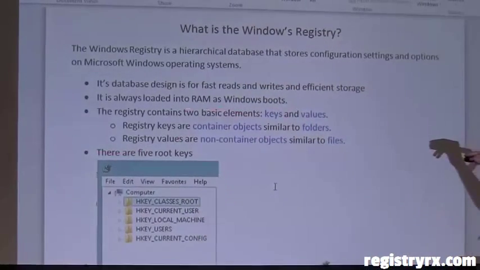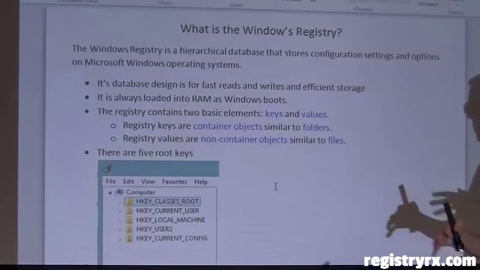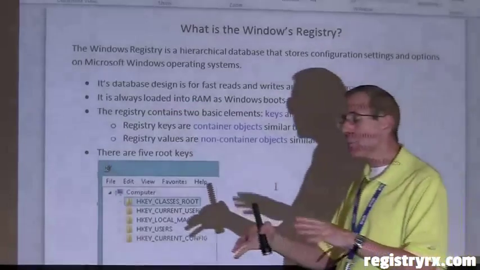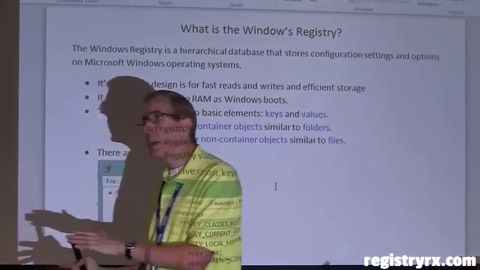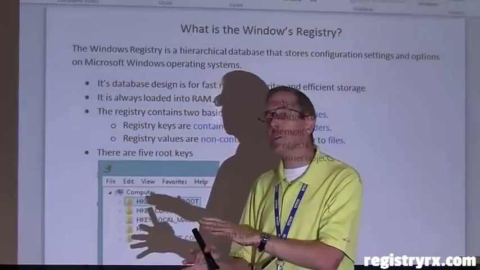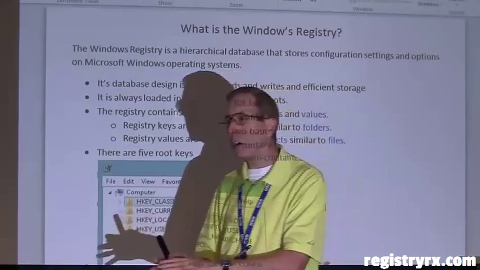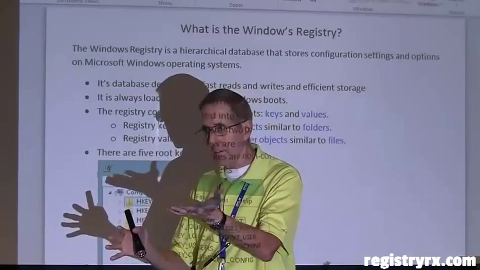So it is always in RAM. There are what is known as hives, and we'll get into that. The registry is stored on the hard drive, and anytime we store a registry portion on the hard drive, it's called a hive.